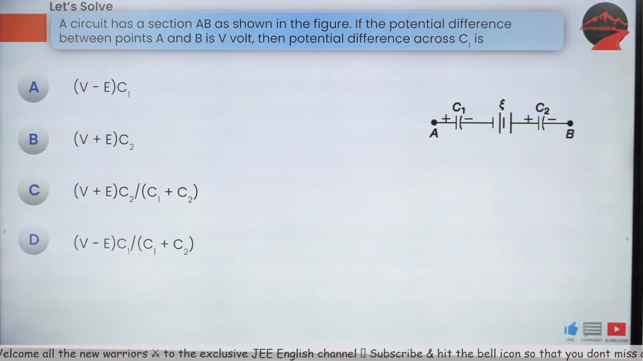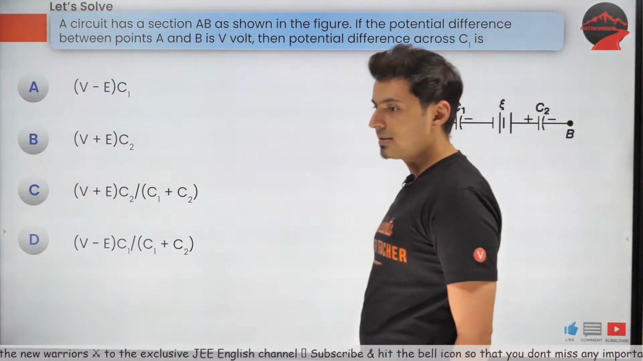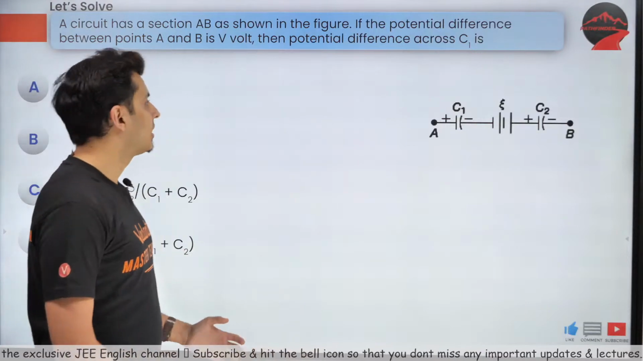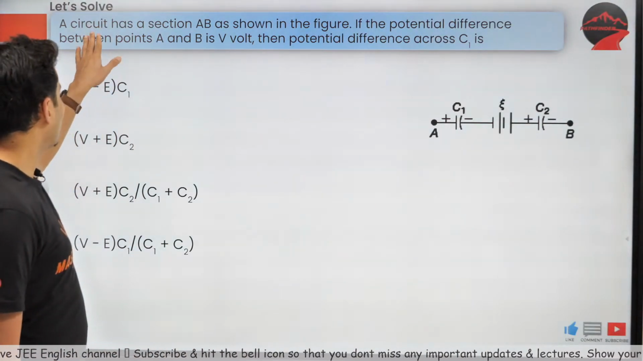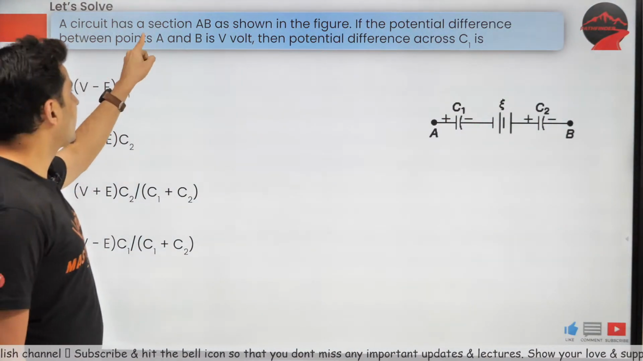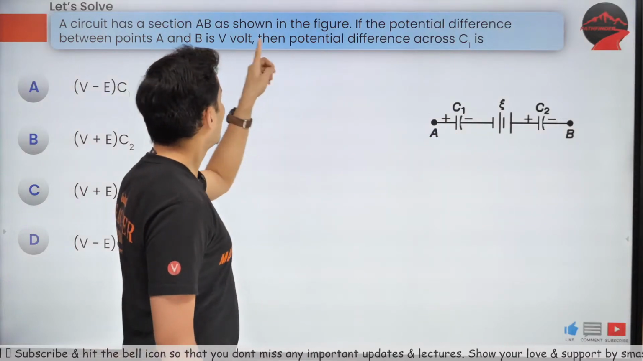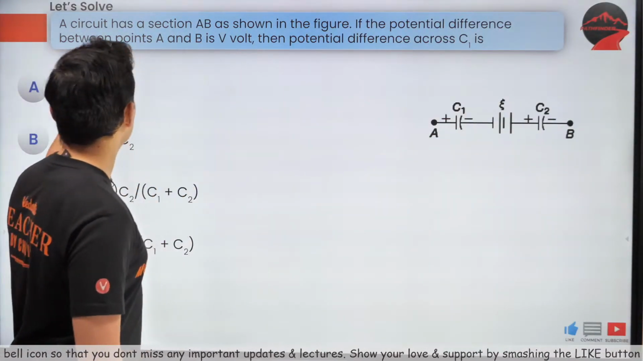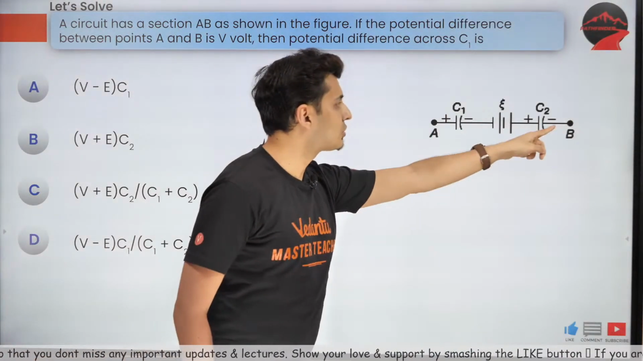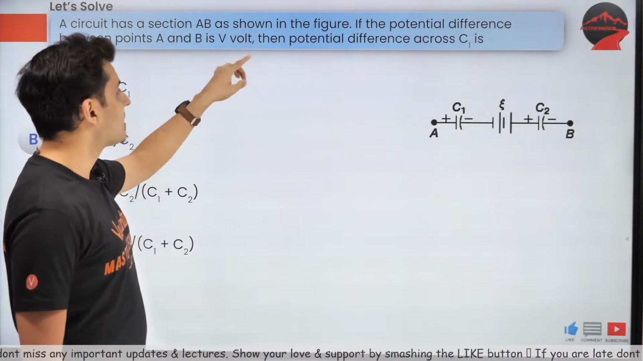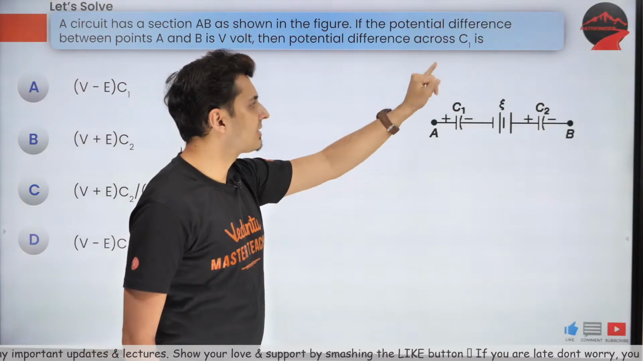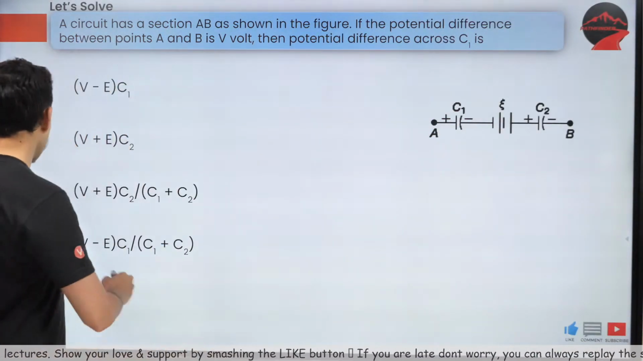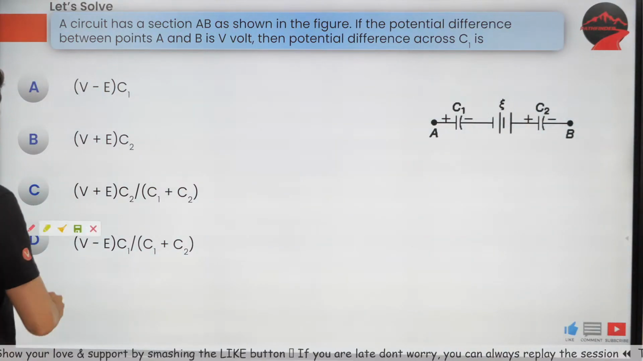Okay, let's move on to the next question. This is also very interesting. Very nice question coming up on your screen. There is a circuit and it has a section AB which is shown in the figure, and the potential difference between A and B, between these 2 points, is V volts. Then how much is the potential difference across C1? Okay, let's try and do this question.